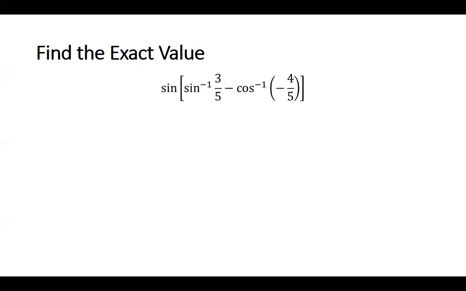right? Remember, an inverse sine is going to give you an angle as a result. An inverse cosine is going to give you an angle as a result. So this is really just the sine of the difference of angles. So sine alpha minus beta is what we can use, where alpha is equal to the inverse sine of 3/5 and beta is equal to the inverse cosine of -4/5.